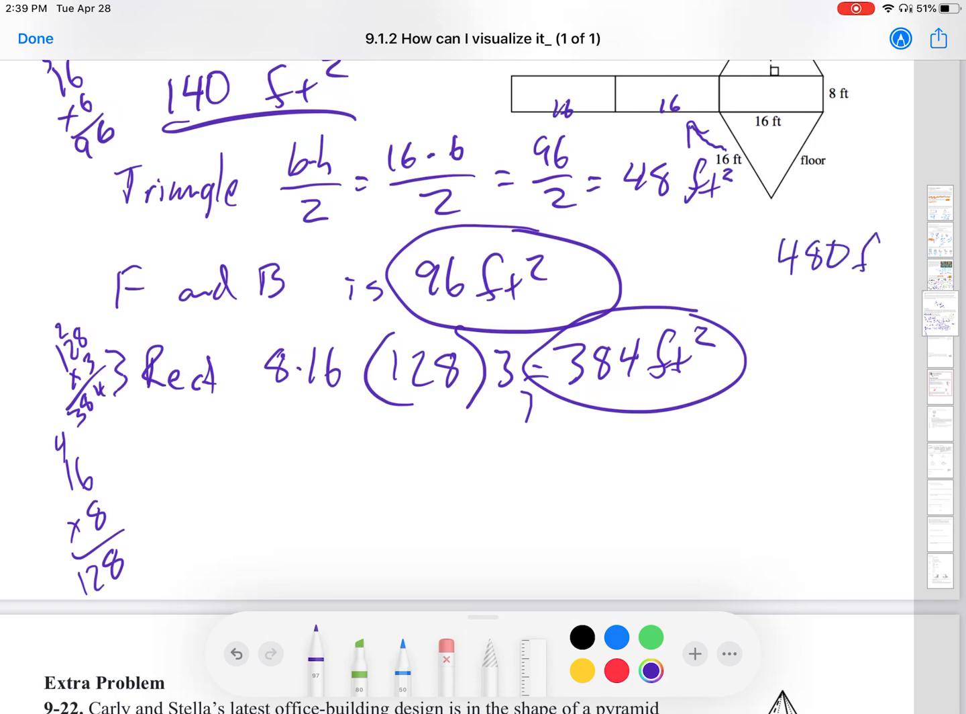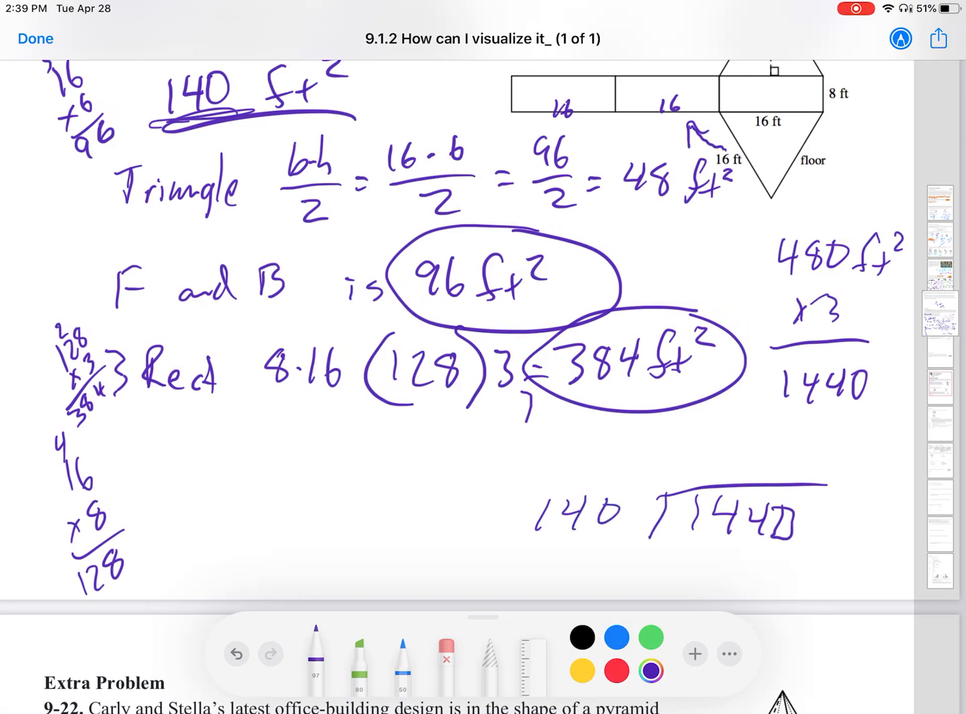Okay, now let's think about this for a second. That's the square feet for the whole thing. That's just the inside for 1 coat, but I need 3 coats. So 480, right, times that 3 will give me 1,440. But now I need to take that 1,440 and I'm going to divide it by what? 140 because that's how much each can covers, right? That's how much each can covers.